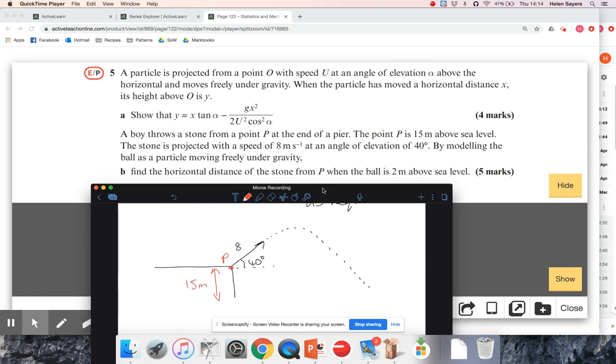So I think we are going to be able to use our previous answer. You could restart the whole question, particularly if you got a bit mixed up on A, but that would just take a little bit longer, right? So this is sea level.